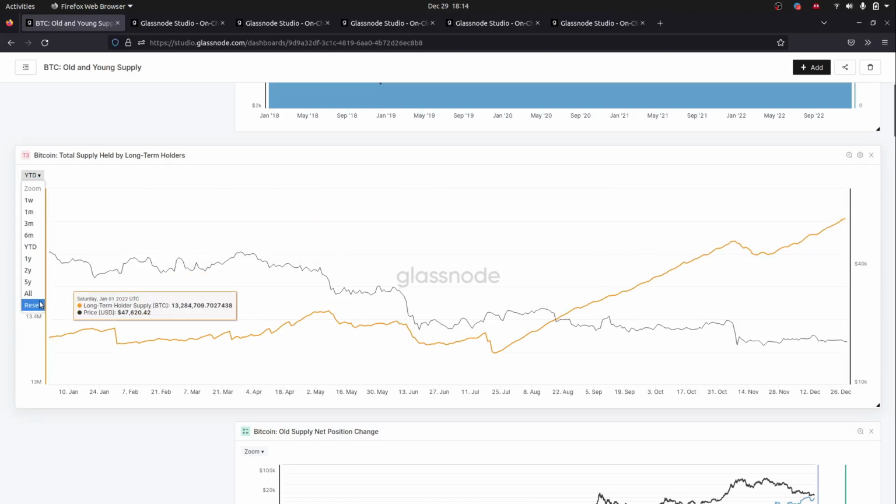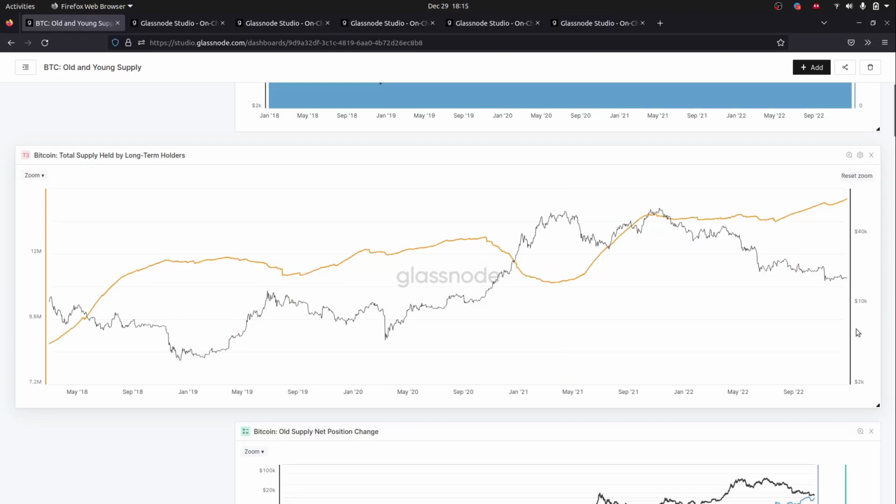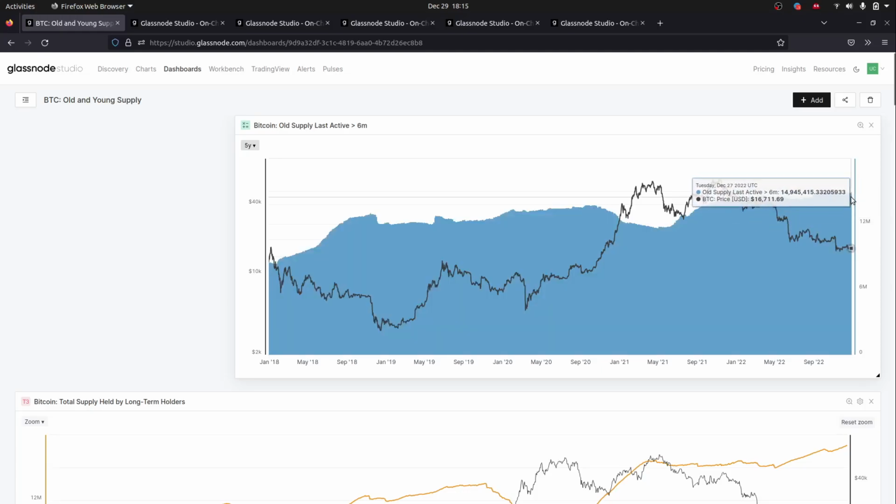This is now a very distinct all-time high, if we look at it over a multi-year time frame, and this thing just continues to push higher. So we are at just over 14 million coins that have not moved in 5 months. And in terms of more than 6 months, we're talking about almost 14.95 million coins.